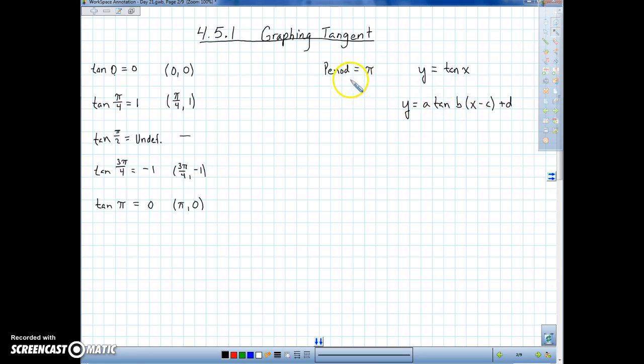But how can we solve for the period? Well, normally the period for tangent, at least the parent function, is pi. But if we have a multiplier here for b, if we have a value inserted for b, that's going to change the period. So in this case, period would be equal to pi divided by b. Note that it's different for tangent. For sine and cosine, it was 2 pi over b, but anytime you have a tangent or a cotangent problem, your period will be pi divided by b. So now that we know that, we can go ahead and start sketching our graph.